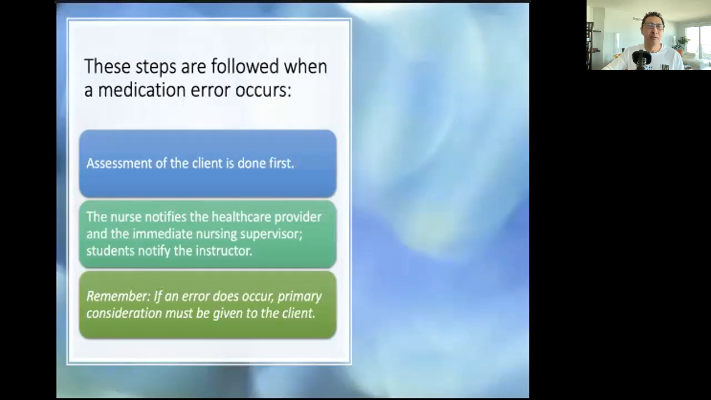So when a medication error happens, there are steps that need to be done. Step 1, assess the patient, make sure they're okay. And step 3, follow the protocol of the hospital.